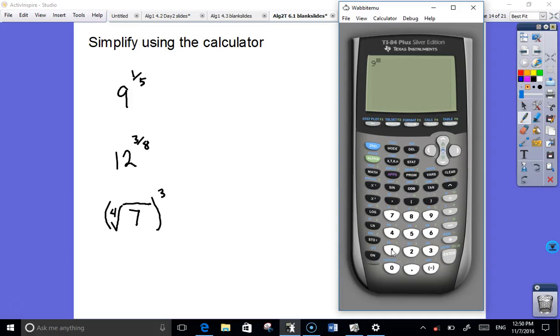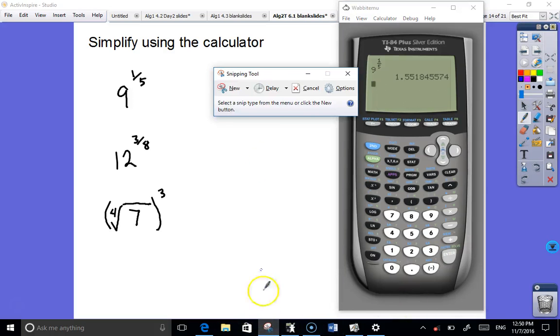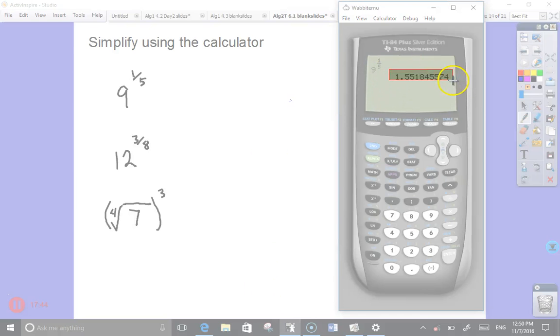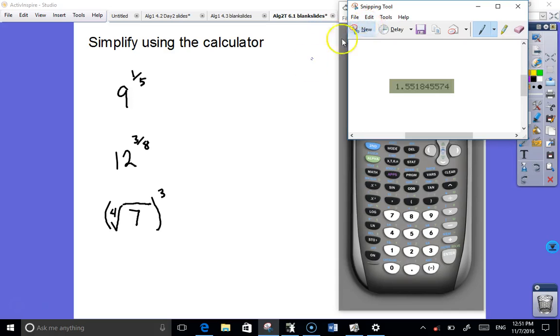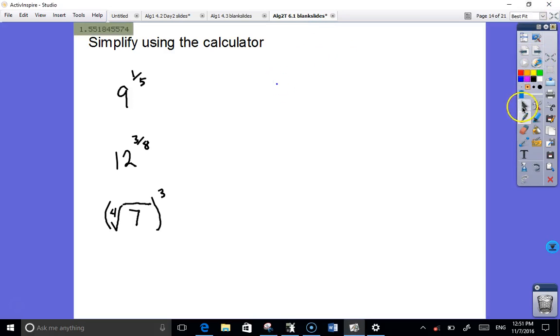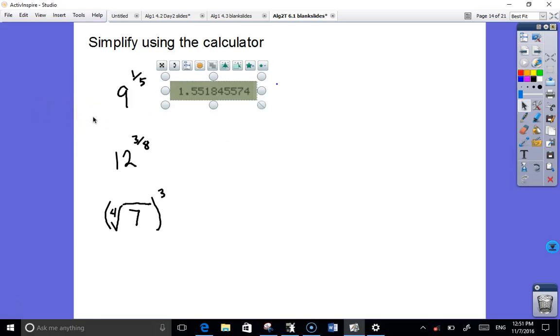Do you remember where the fraction format is in the calculator? Alpha y equals 1. Right? Watch. Alpha y equals 1. And now you can enter fractions so that they look like fractions. That will become important. But for now, it won't make a lot of difference in this problem. 1, 5. So we got 1.55178. Let me do it like this. Saves me from scribbling. There we go. Okay, try the 12 to the 3/8.